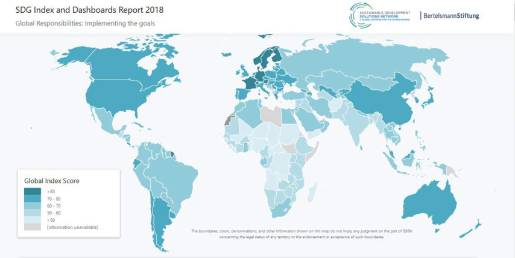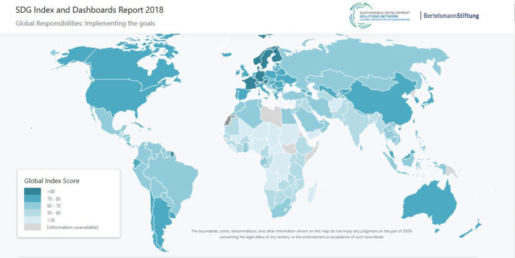The Sustainable Development Goals (SDGs) are a collection of 17 global goals set by the United Nations General Assembly in 2015 for the year 2030. The SDGs are part of Resolution 70/1 of the United Nations General Assembly, the 2030 Agenda.